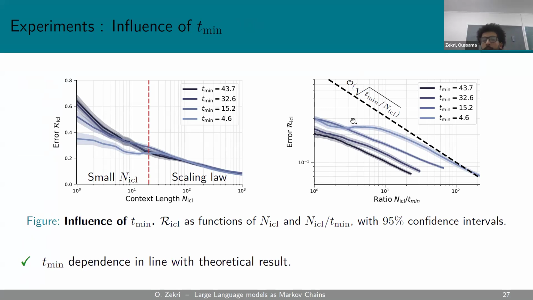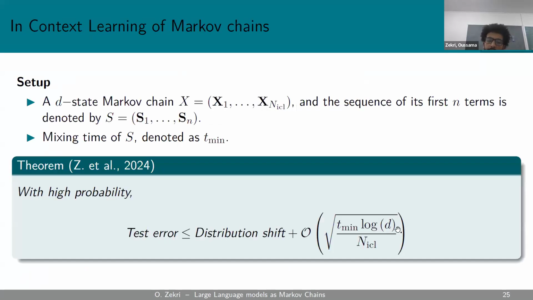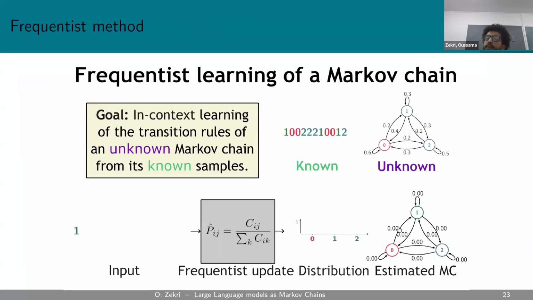So the last term that we wanted to check is this term, the logarithm of d. Remember when I talked about this frequentist approach, I told you that this is a minimax optimal approach.